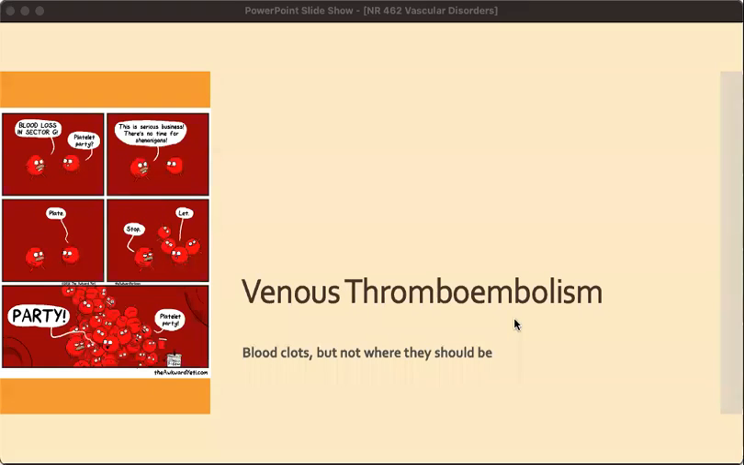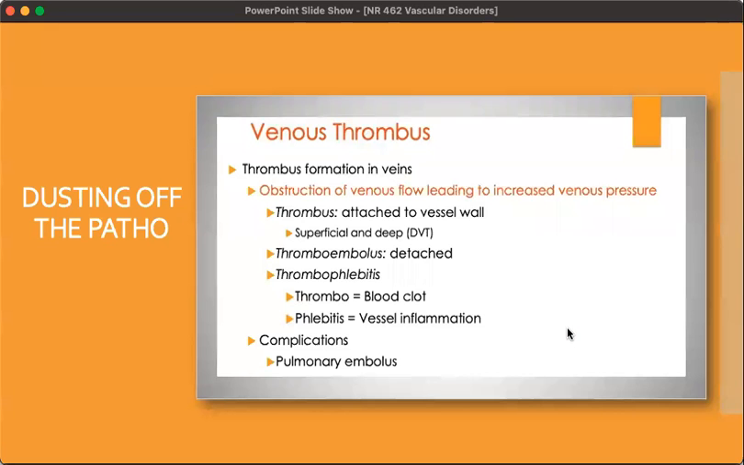All right, let's talk about venous thromboembolism real quick. So before we get into it, let's dust off patho real quick. When we talk about venous thrombus, we're talking about blood clots in the vascular system, so particularly in the venous system. I do want to just draw attention real quick to a couple of the key terms here.